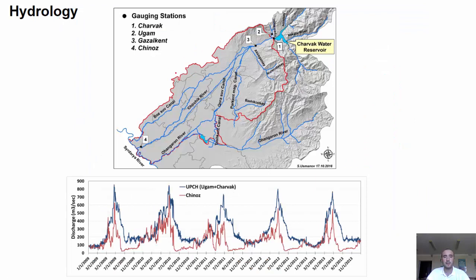Also, the next picture shows us a gauging station, and there are three water reservoirs: first Charvak, Ugam, Gazalkent, and Chinos. And at the bottom of the slide we can see the discharge of Ugam and Charvak and Chinos water reservoirs.